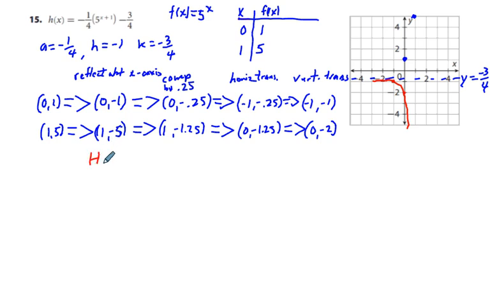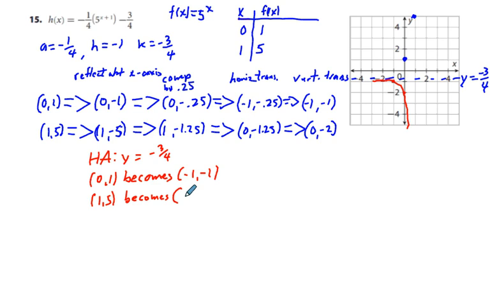Okay, so let's go ahead and write our answers. Our horizontal asymptote is y equals negative 3/4. We have the point 0 comma 1 becomes negative 1 comma negative 1. We have 1 comma 5 becomes 0 comma negative 2.